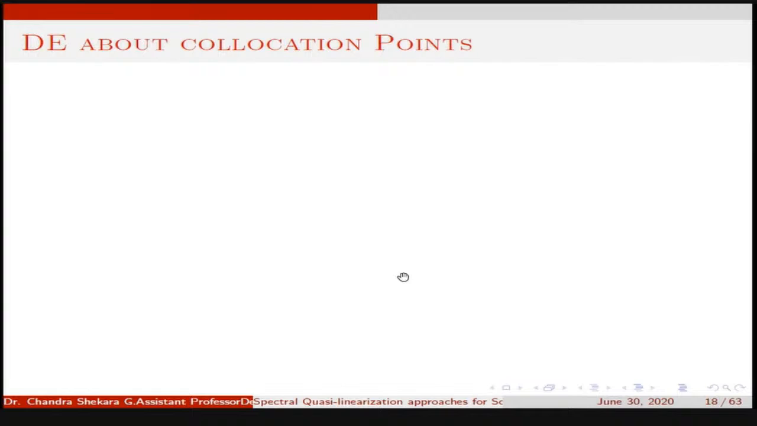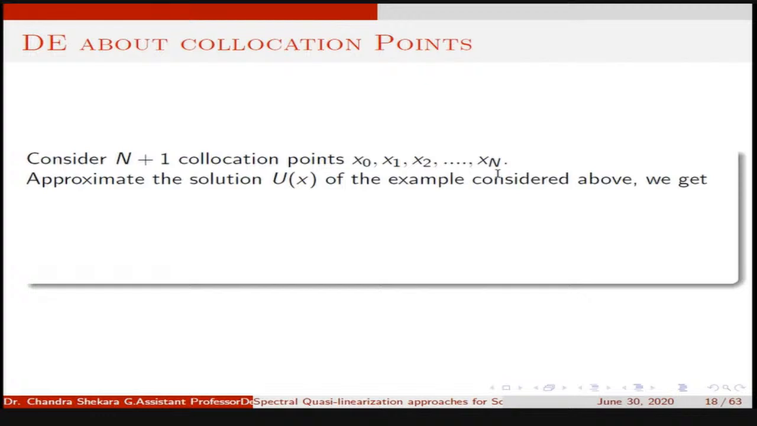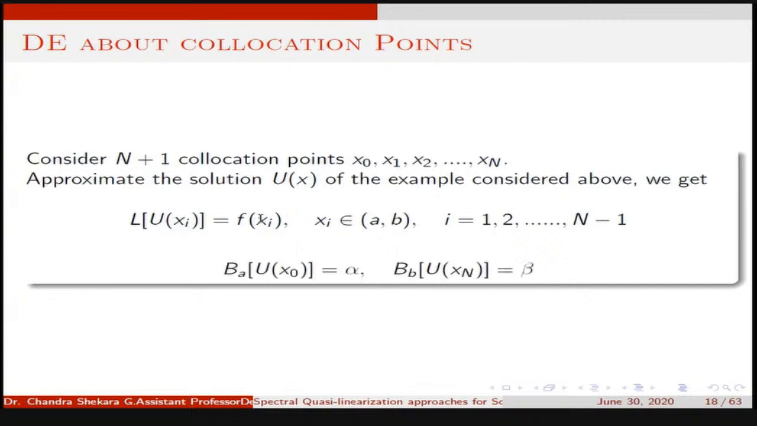The next step in this collocation method is to evaluate the entire differential equation at the collocation points. Suppose x0, x1, and so on up to xn are collocation points. Then we approximate the solution capital U of x in the example we considered at each of these points. That means I'll just substitute x equal to x_i. So this is the differential equation at the collocation points x0, x1, x2, up to xn, and the differential equation becomes like this. These are the boundary conditions: this is the left boundary condition at x0, and this is the right boundary condition at xn.